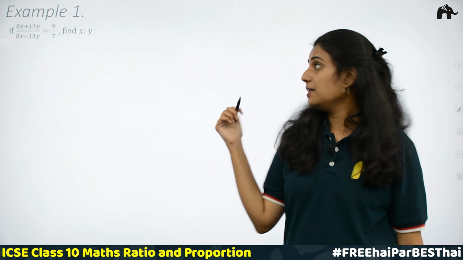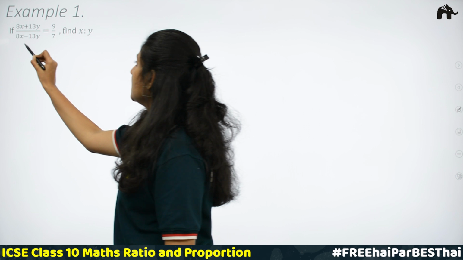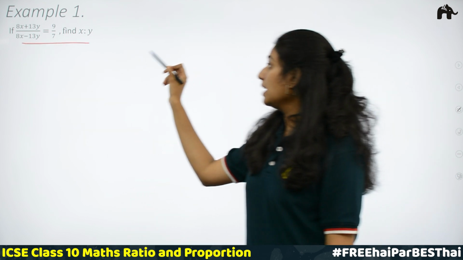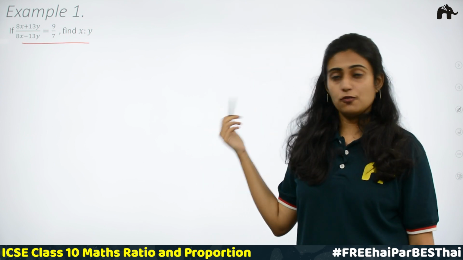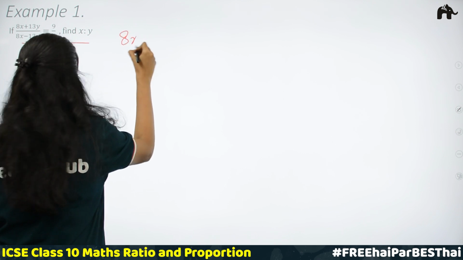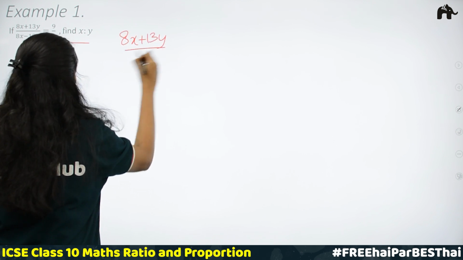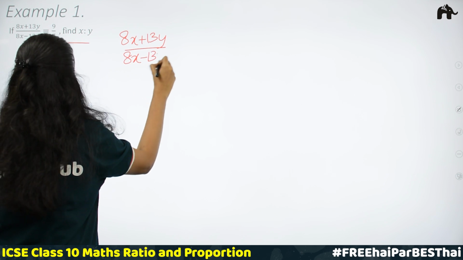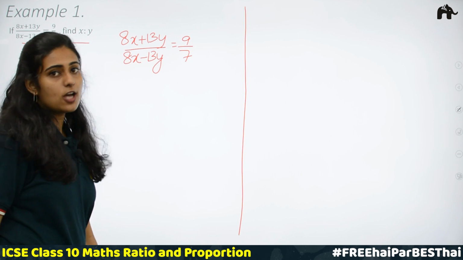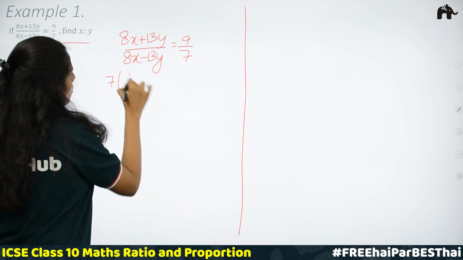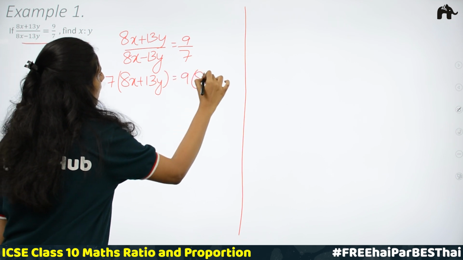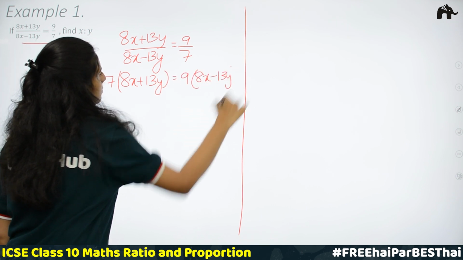Okay? Example 1, if (8x plus 13y) divided by (8x minus 13y) is equal to 9 by 7, find x is to y. Okay, normally how do you solve this? (8x plus 13y) divided by (8x minus 13y) is equal to 9 by 7. How do you solve this normally? We'll cross multiply, right? That is 7 into (8x plus 13y) is equal to 9 into (8x minus 13y).